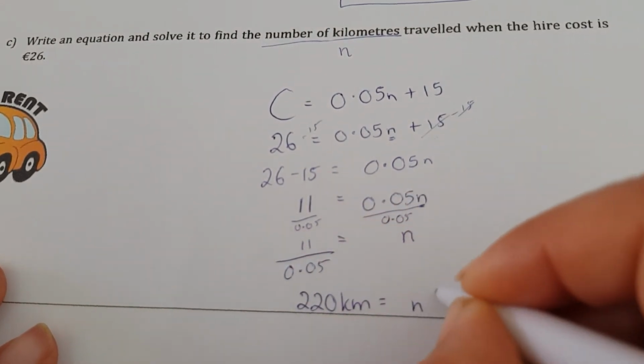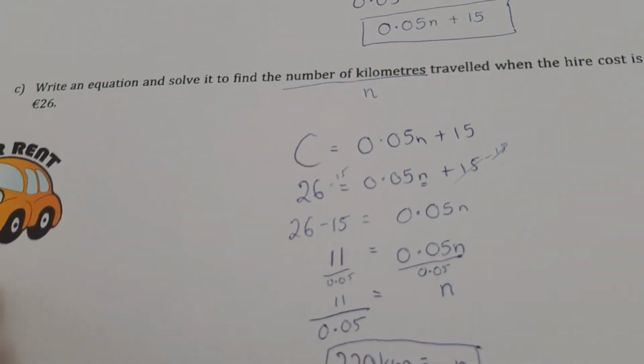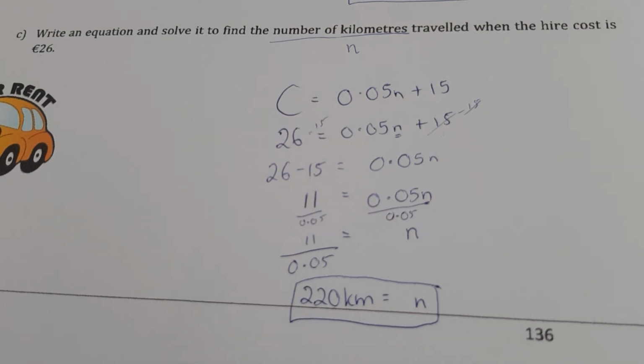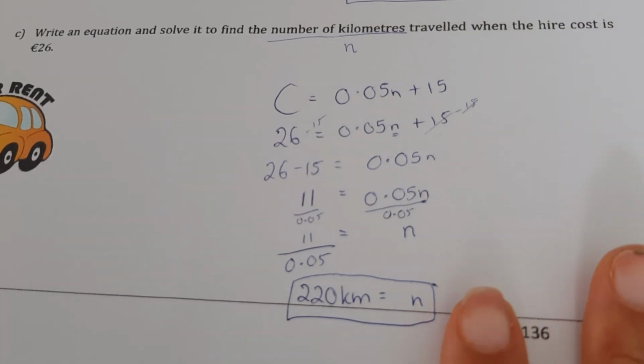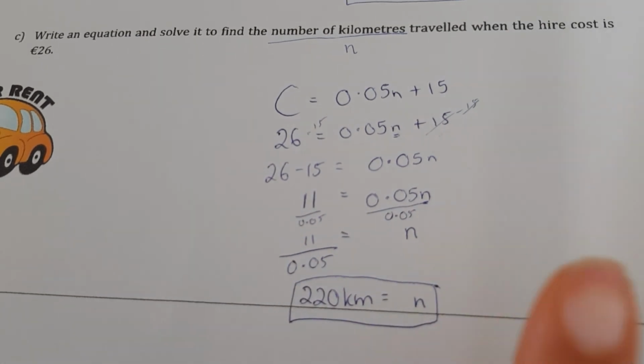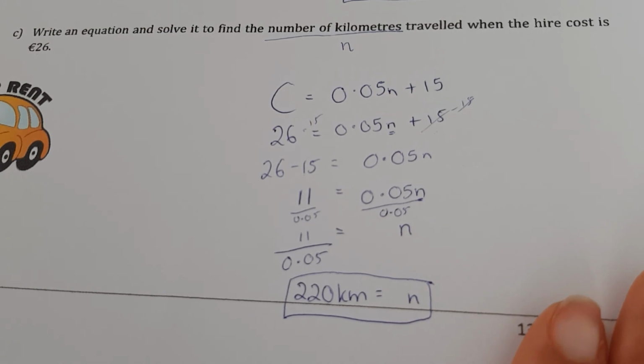That is the amount of kilometers done for the final value to be 26 euros. Okay, so that is the final question for this chapter of equations. If you have any problems, don't forget to message me or write or email me.